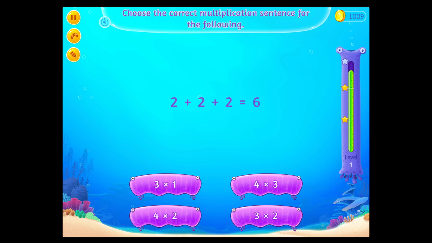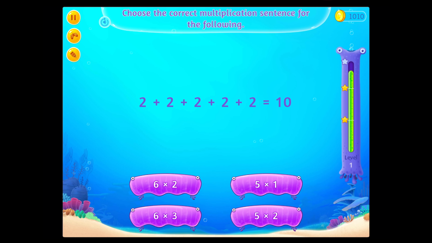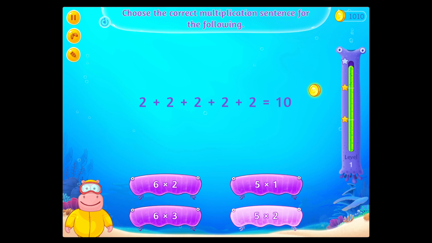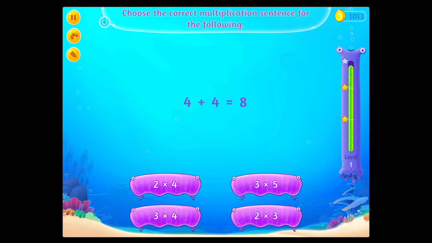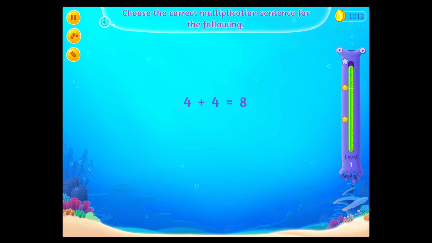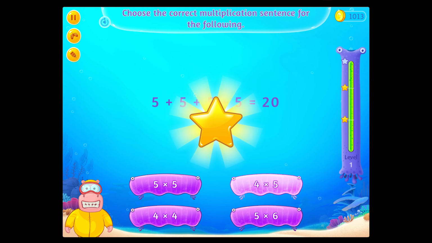Choose the correct multiplication sentence for the following. Fantastic! Choose the correct multiplication sentence for the following. On a roll! Choose the correct multiplication sentence for the following. That's right! Choose the correct multiplication sentence for the following. Congratulations! You've done it!